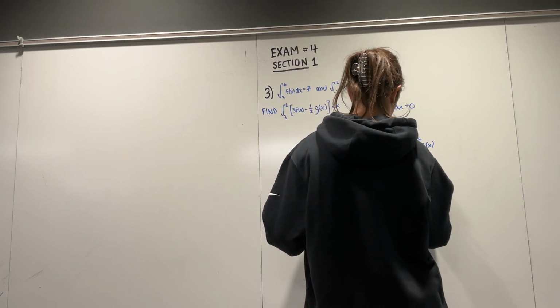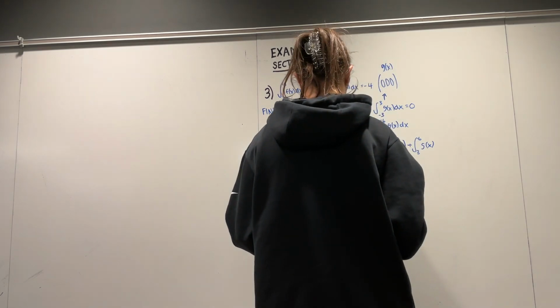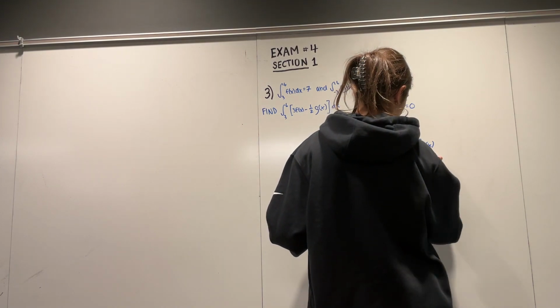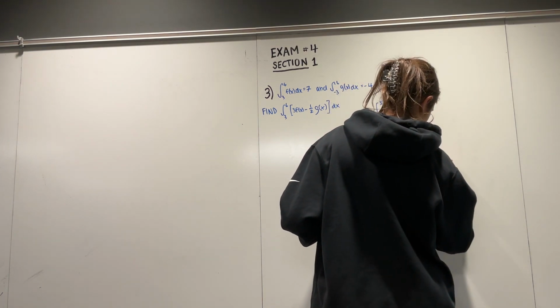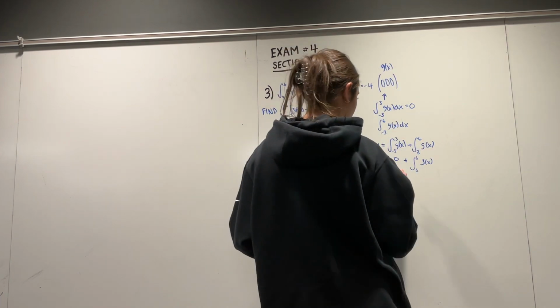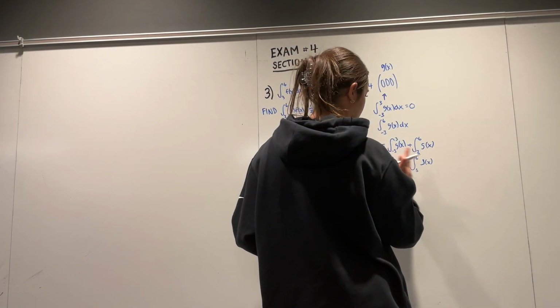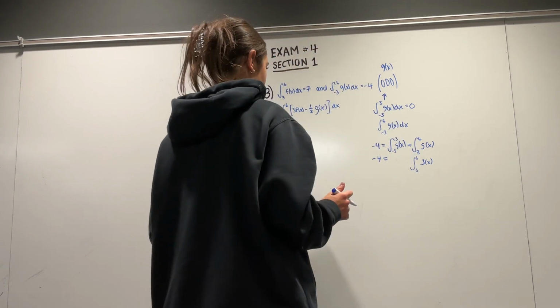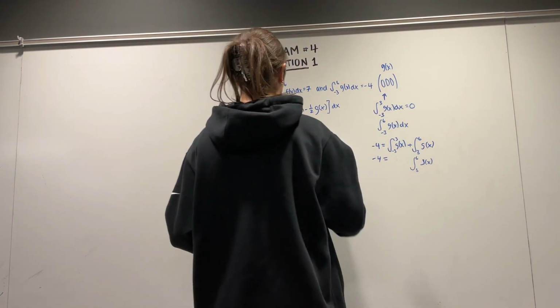So now we know that the integral from 3 to 6 of g of x is going to equal negative 4. So you don't even need this because you know it equals 0. Once you have this information, you can start with here.